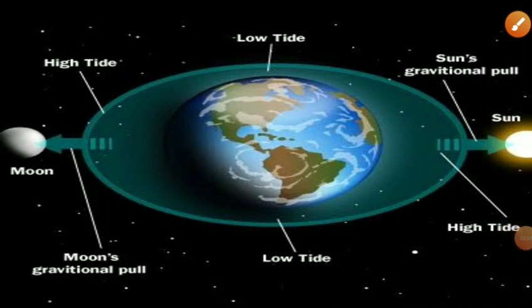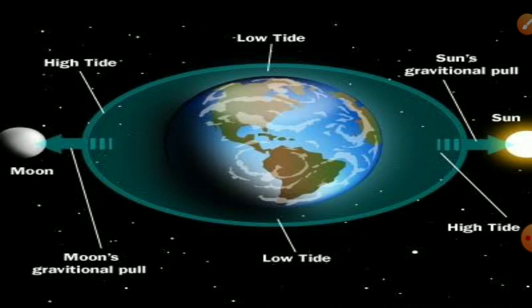Okay, as I had already told you, with tides we normally say high tide and low tide. But there is another variation in these tides. One is called spring tide and one is called neap, N-E-A-P, neap tide. So let us first understand why tides actually occur.